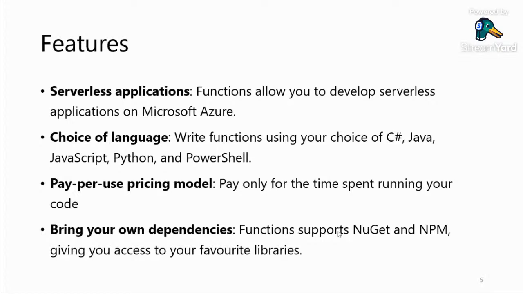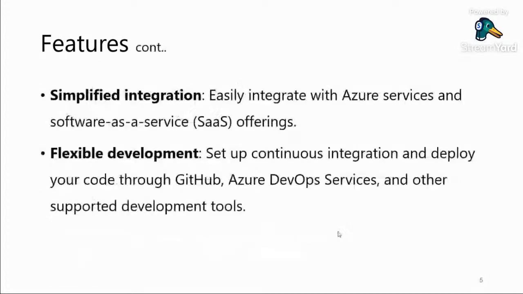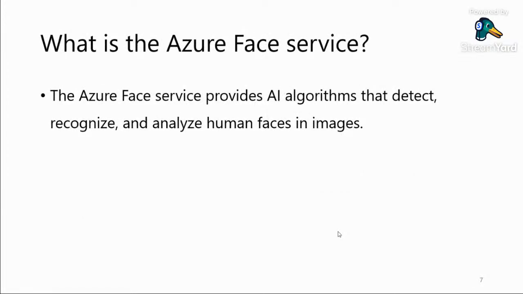Azure Functions allow us to develop serverless applications on Azure. As explained previously, we have a choice of languages, and we pay only on a pay-per-use model. If we have any dependencies like libraries, we can use our existing libraries in Azure Functions, and we can easily integrate with other services. For flexible deployment, we can set up continuous integration and deployment of our code through GitHub. If our Azure Functions code is in GitHub or Azure DevOps, we can easily connect it with the Azure service.